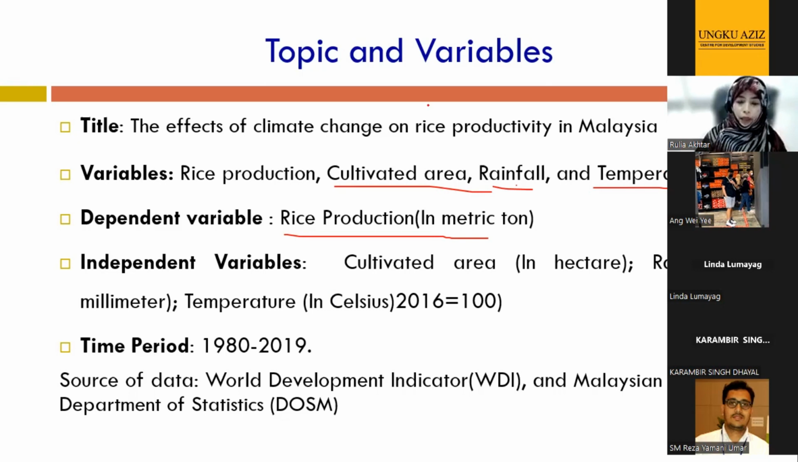So here, cultivated area is also related to rice production, right? That's why I put the cultivated area also. And here I just mention the effects of climate change. So the independent variables are cultivated area in hectares, rainfall in millimeters, and temperature in Celsius. The data period is 1982 to 2019, so about 40 years of observations.